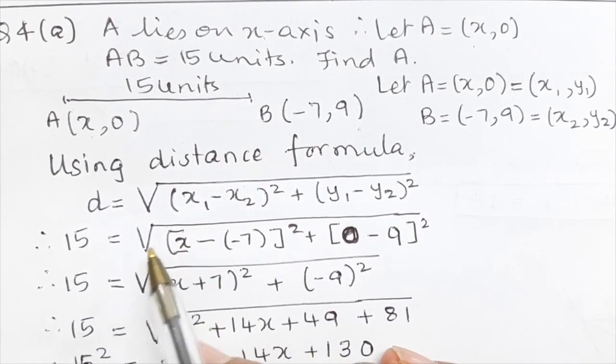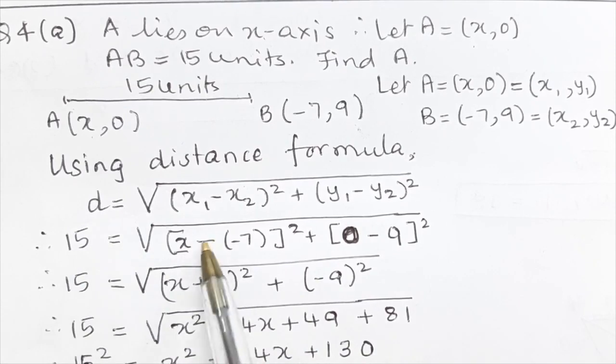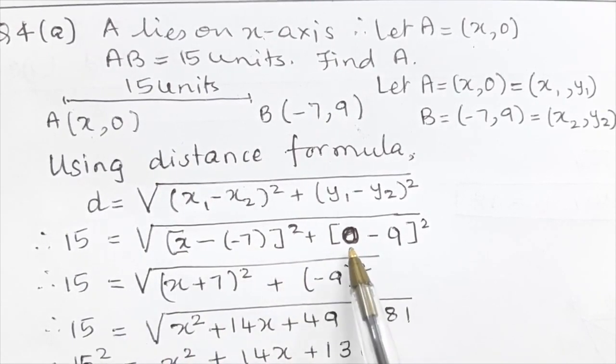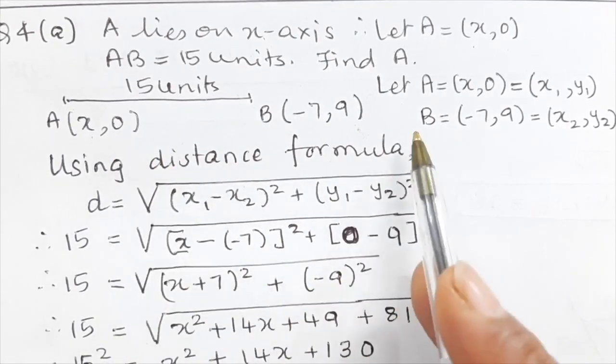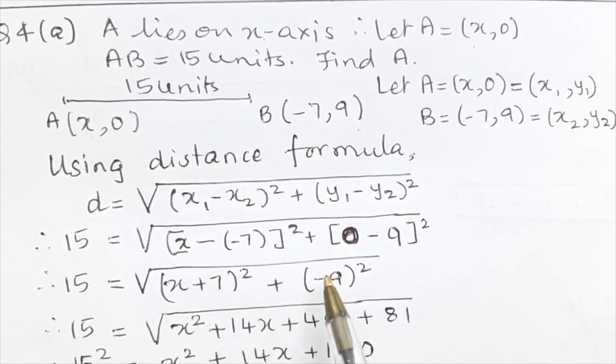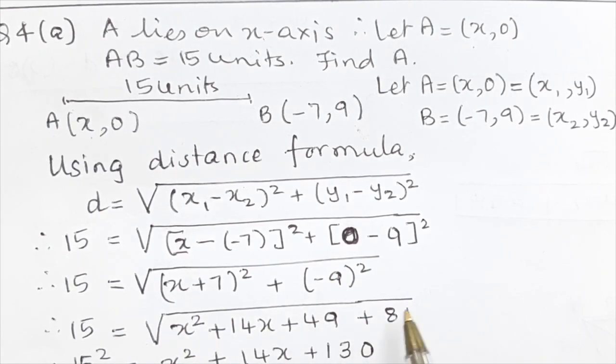And then all we have to do is substitute. Your distance is 15. So under root x minus minus 7. Okay. And here it will be 0 minus 9. Alright. So when we are writing the next step, it becomes 15 equal to under root x minus into minus becomes plus 7 whole square. And here 0 minus 9 is minus 9 whole square. And so it becomes 15 equal to under root. This becomes x squared plus 14x plus 49. And here it becomes plus 81.